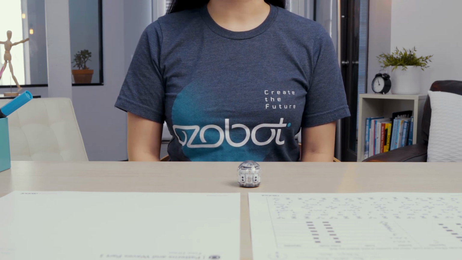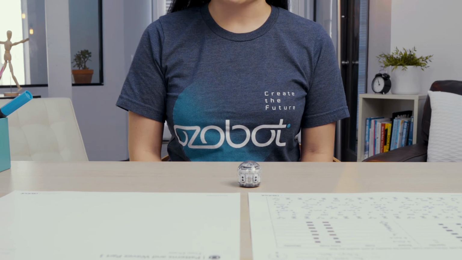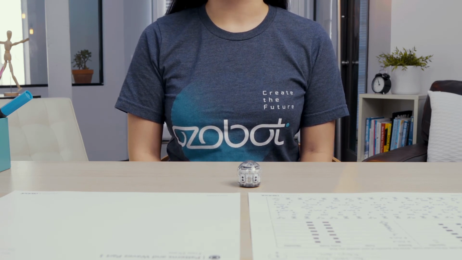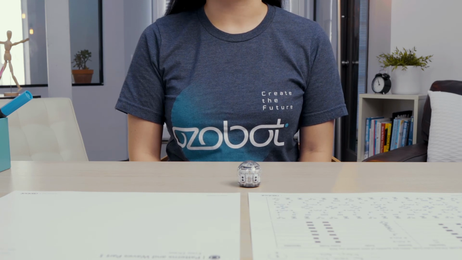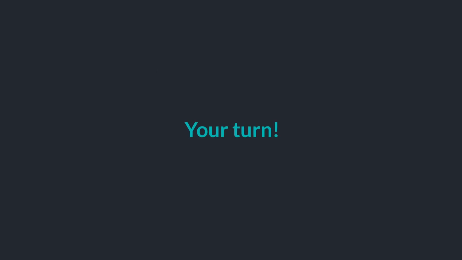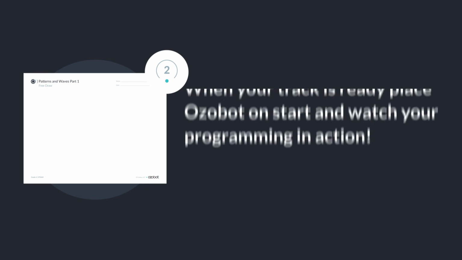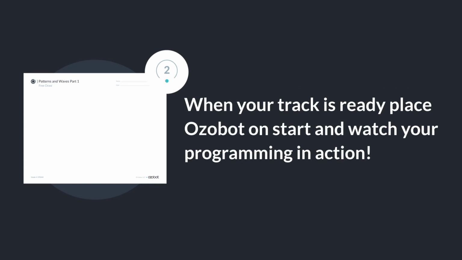When you have spaces for your codes and are satisfied with your track, use your color code markers to fill in the color codes. Then use the black marker to fill in lines between the color codes. Can you sketch a track pattern for Ozobot to follow, then fill in the color codes and black lines? When your track is ready, place Ozobot on start and watch your programming in action.